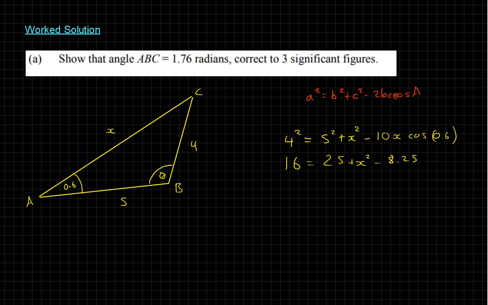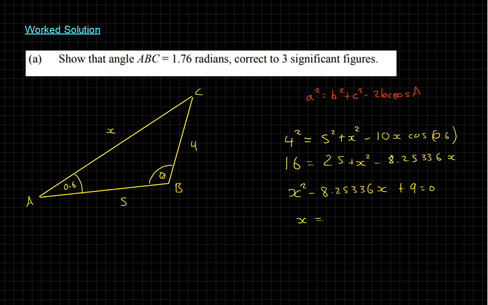So this is 8.25336, let's say, from the calculator, times x. Okay, that's the 10 times cos of 0.6 is 8.25336, roughly. So then as a quadratic, we've got x squared minus that number, roughly speaking, plus 9 equals 0. Use your quadratic formula, or better yet, on your calculator, use the function that solves quadratic equations.